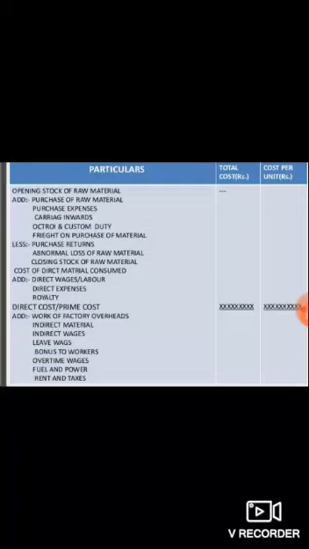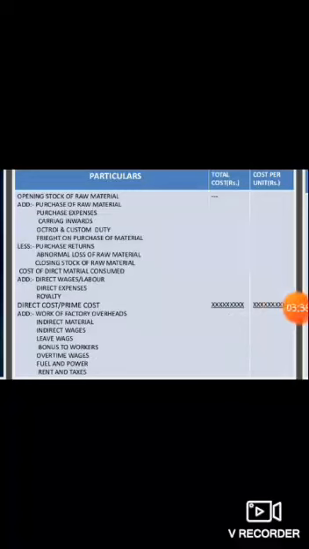And the next is labor. Direct wages of labor are taken, and direct expenses are taken. Direct expenses are like wages, and so we have to add the direct expenses, then royalty, if any, paid by the company. By adding these three, we get the prime cost.